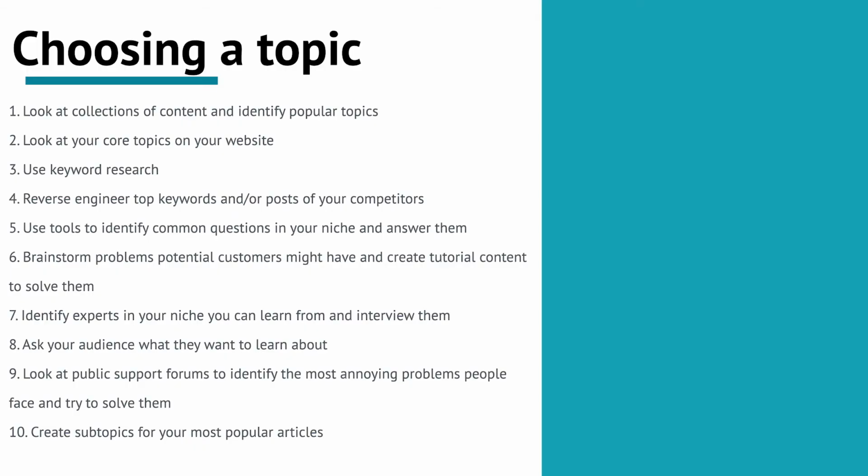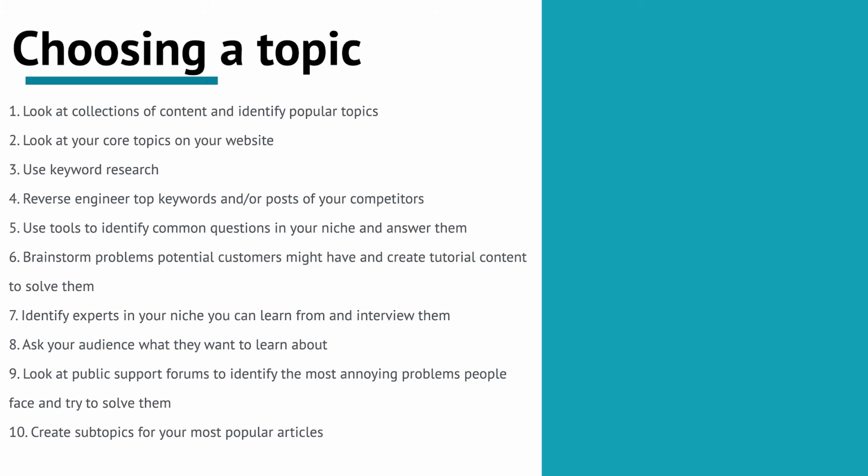5, use tools to identify common questions in your niche and answer them. So what we like to do with these questions ones is actually ask our audience what they'd like to learn in a blog post topic. So you could do this through social media and just put a post out there saying we'd like to answer some questions of yours in blog posts. So what questions would you like us to answer? And then we could do that through those blog posts, or you could even just do a blog post asking people to send in their questions. It's just a great way to really understand what your audience wants to learn more about from your business.